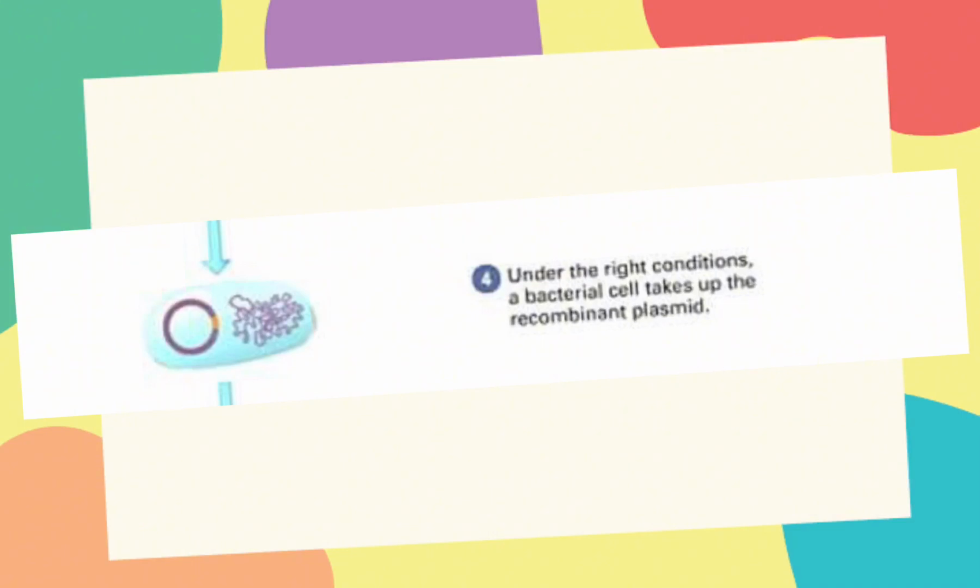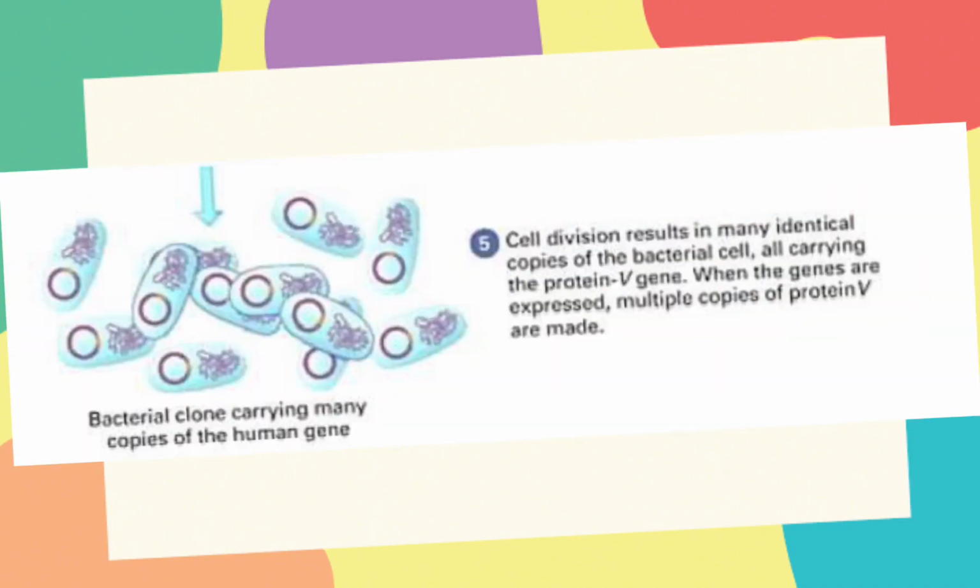Once inside, the bacterial cell's machinery replicates the recombinant plasmid along with its own DNA. During cell division, this enables the reproduction of copies of the recombinant plasmid within the bacterial population. Cell division results in many identical copies of the bacterial cell, all carrying the protein V gene. When these genes are expressed, multiple copies of protein V are made.